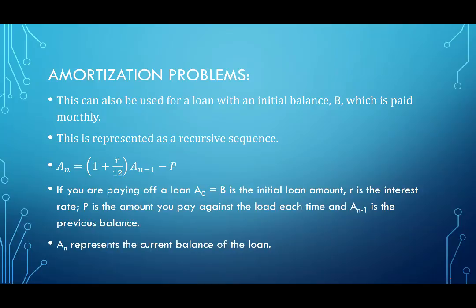This can also be used for when you're paying off a loan with an initial balance B. This is also represented by a recursive sequence, and you can see that now instead of adding money, we're going to be subtracting the amount off the balance. So A0 is the initial balance, R is the interest rate, P is the amount you pay against the loan each time, and A(N-1) is the previous balance. AN represents the current amount of the loan.